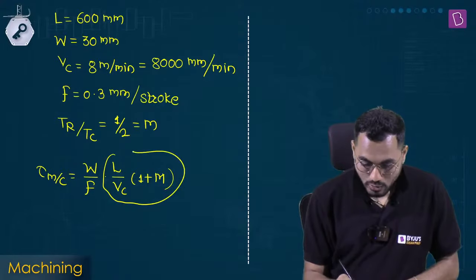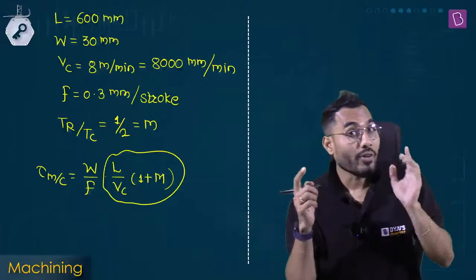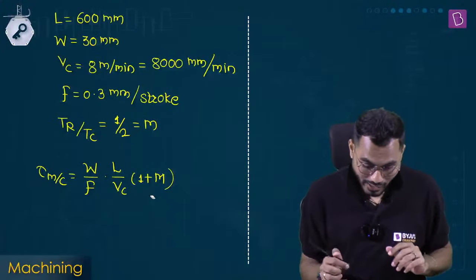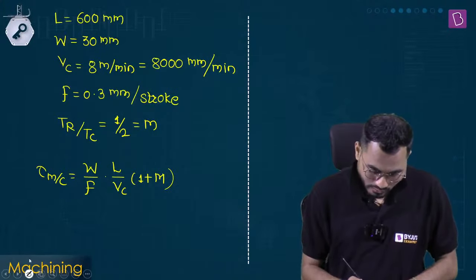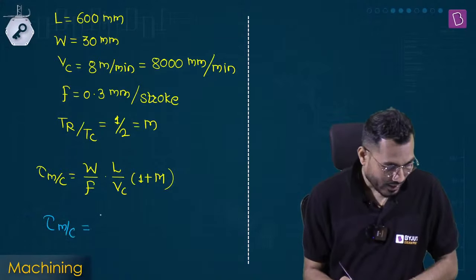So this value will give me the time required for one stroke, and the number of strokes will be calculated by W, width divided by feed. I hope you are understanding this. So therefore I'll write down here, machining time is exactly equal to width divided by feed, how much?